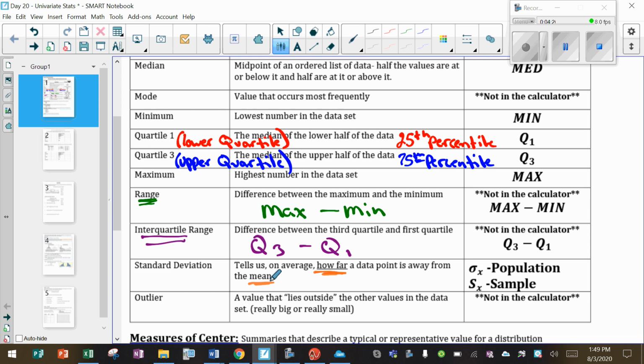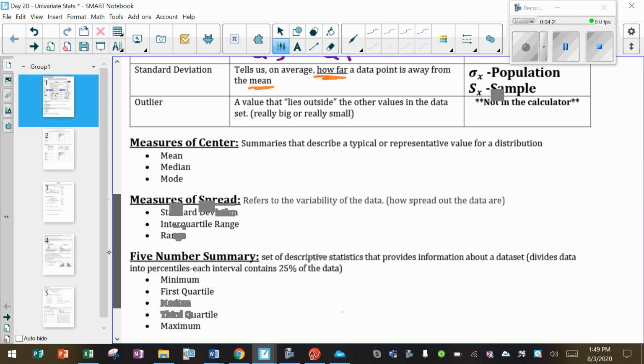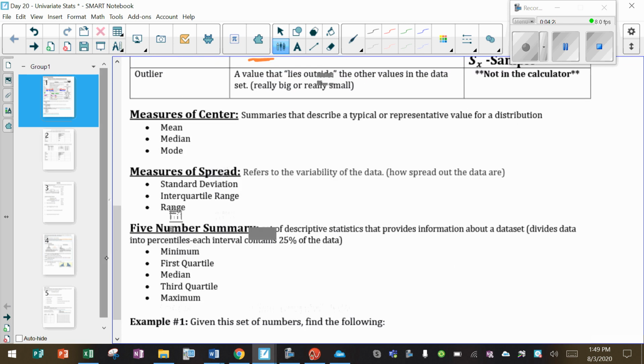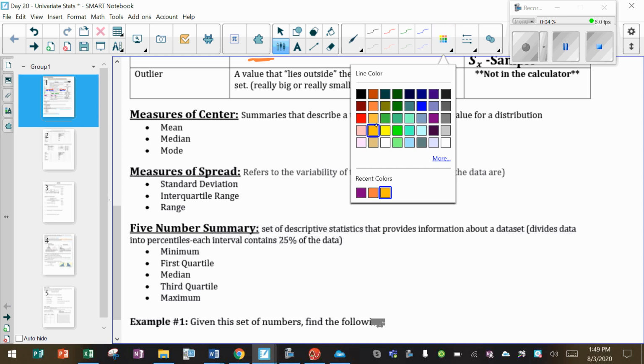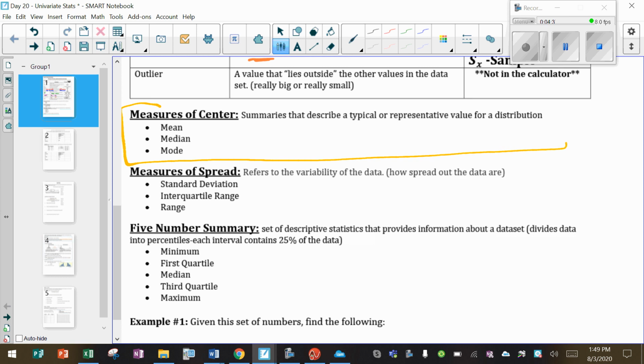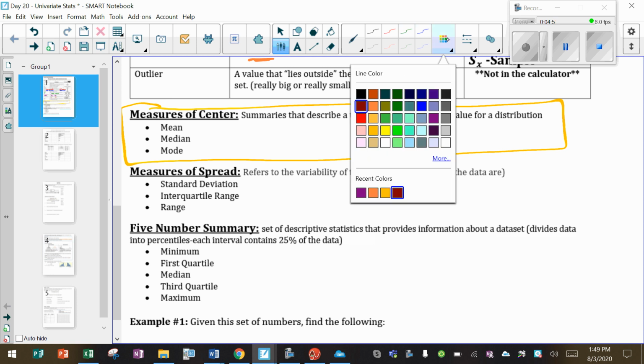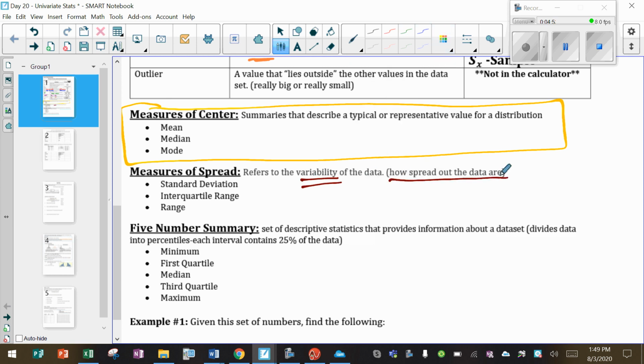Okay? Now, these vocab words can be grouped by different types of descriptions. In other words, they're telling us different things about our data set. Our measures of center, that's the mean, median, and mode. Those are the ones that give us specific information. It's a single number that gives us information about the data set. The measures of spread refers to the variability. Now, variability, as I said before, is how spread out the data set is. Okay, whether the numbers are grouped very close together or whether they're very spread out.